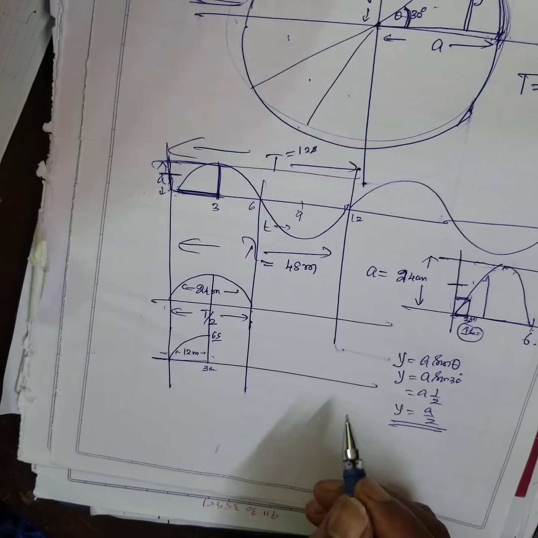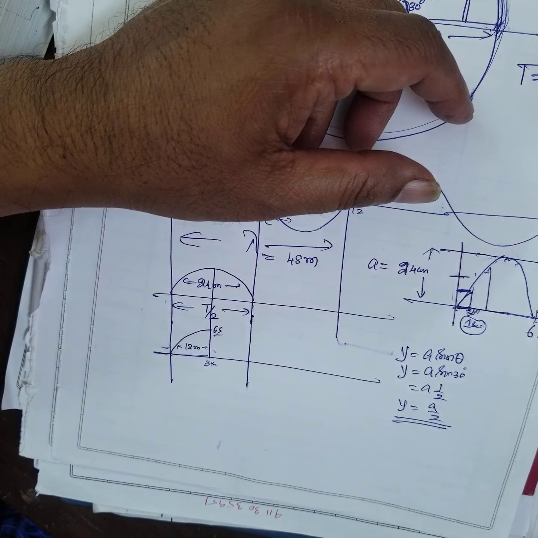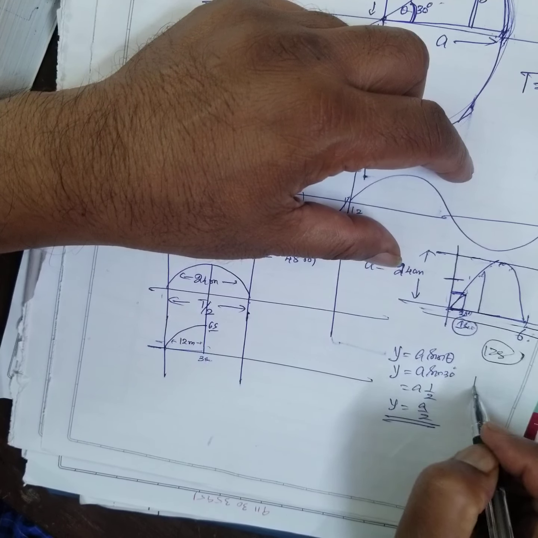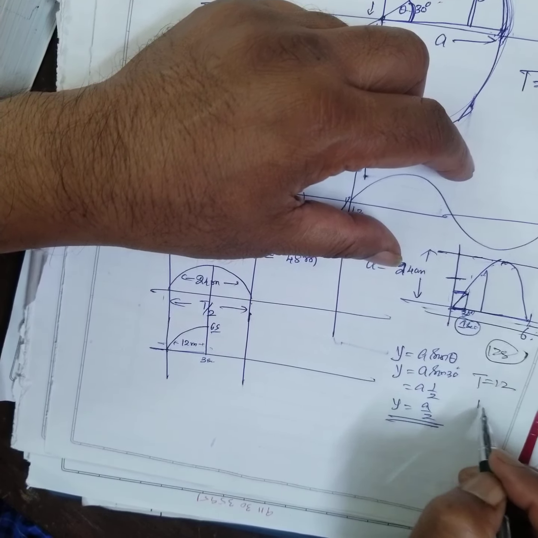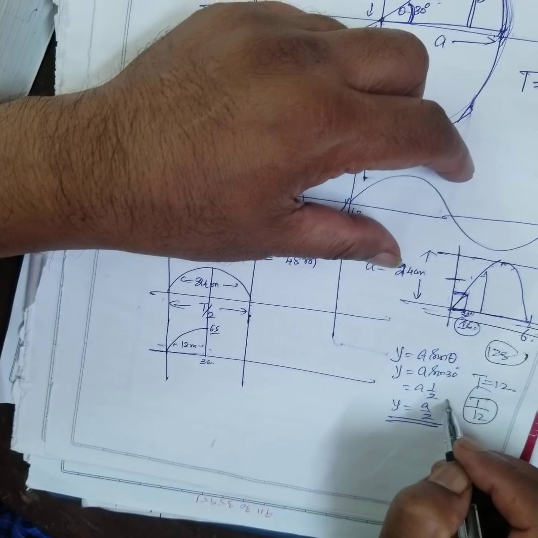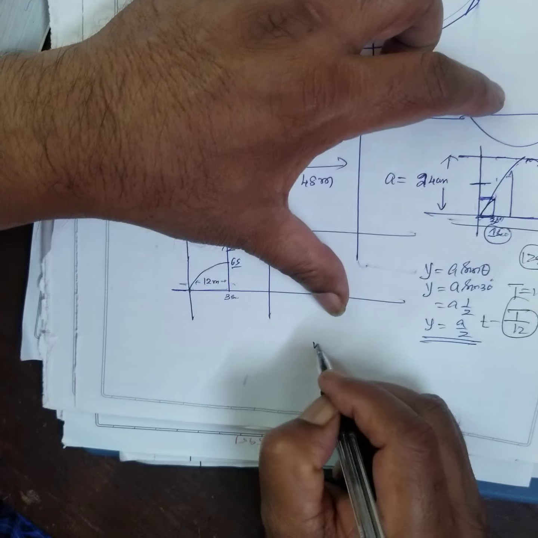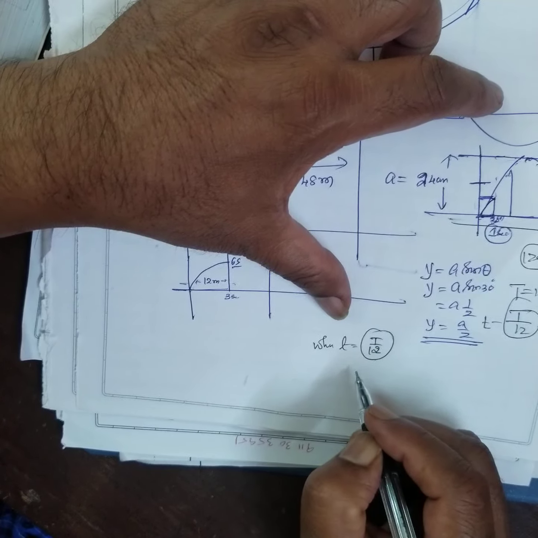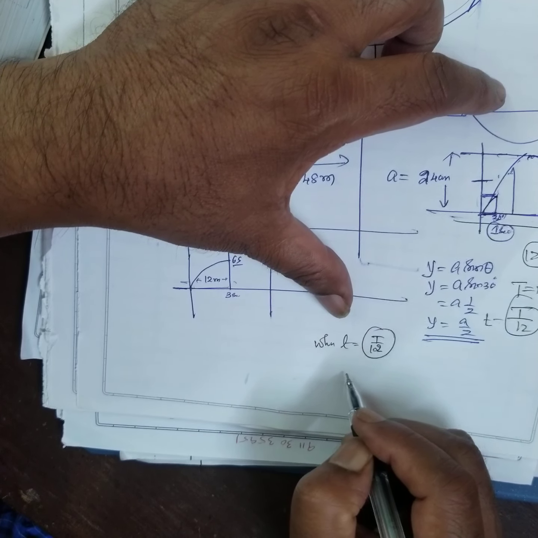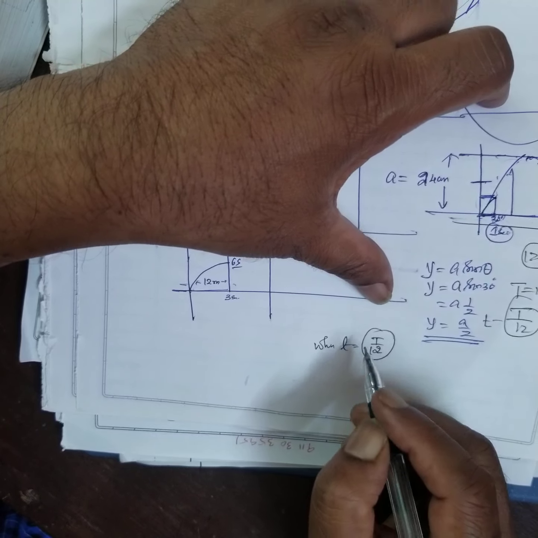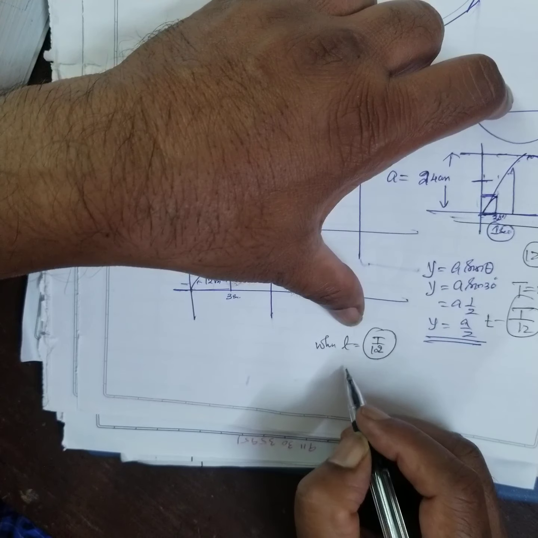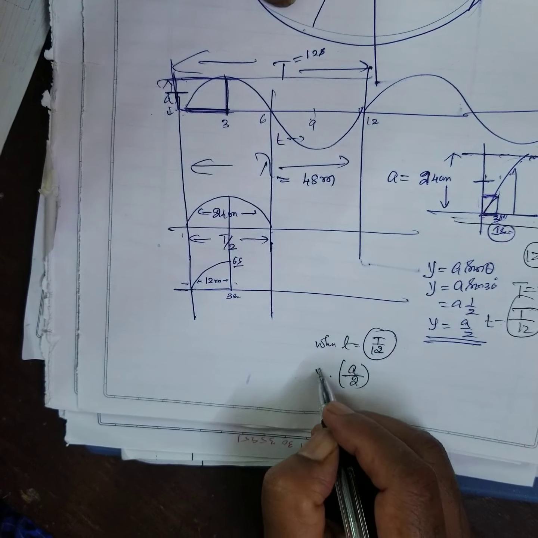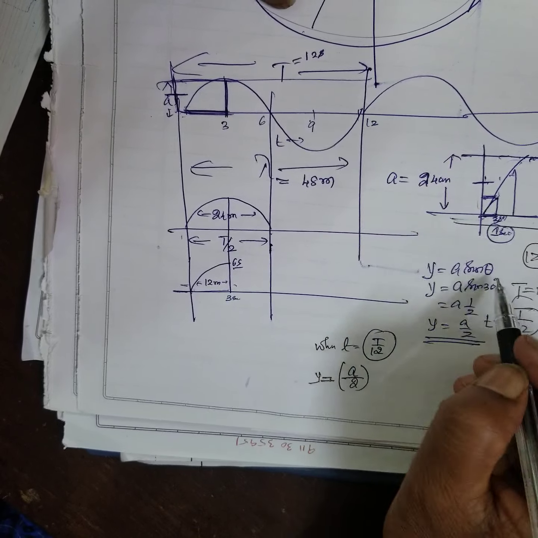What does it mean? That means, what is this time? This entire time is what? 12 seconds. Period is what? 12 seconds, correct? Here 1 second is what? T by 12. Right? When it becomes T by 12, then how much is the amplitude? That means from the equilibrium position, how much displacement has taken place? A by 2. From the equilibrium position, the displacement is A by 2.